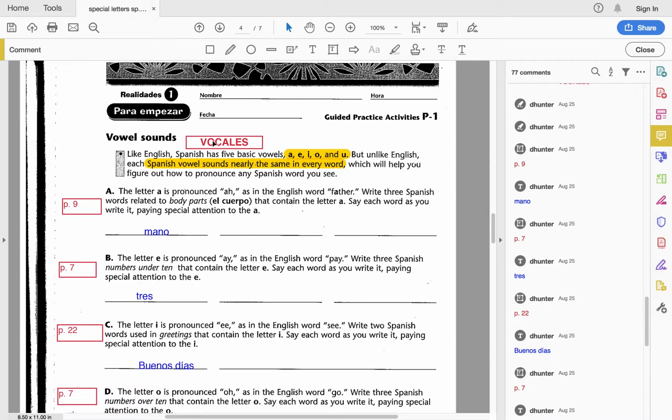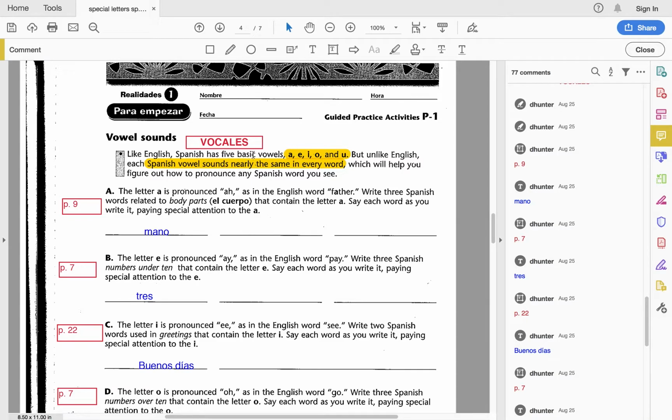Okay. Vocales. Repita la palabra conmigo. Repeat with me. I'll give you about 5 seconds again. Vocales. Bien. Buen trabajo. Vocales significa vowels. Vowel sounds are super key when talking about special letters in Spanish. So let's dive into those together.